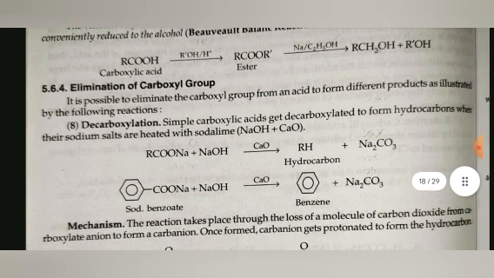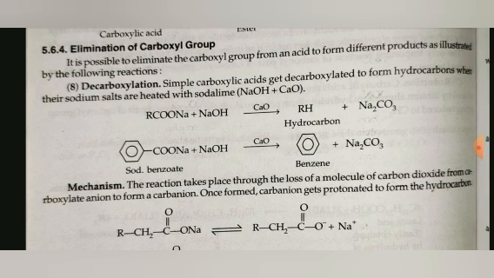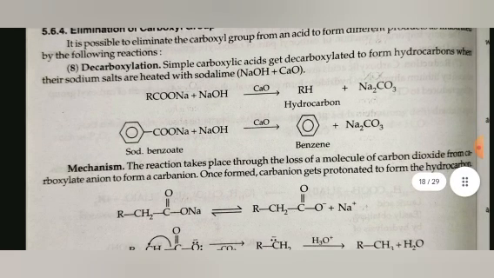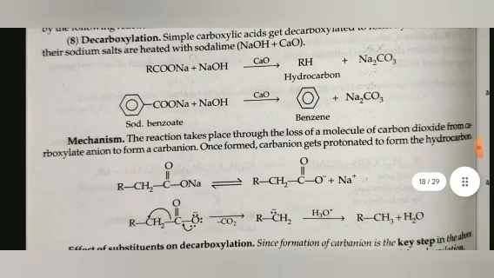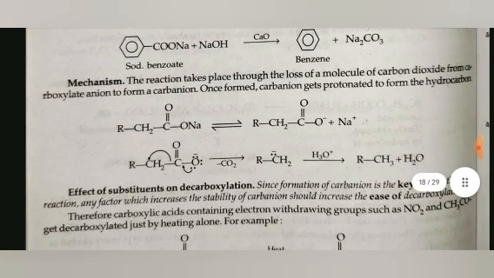Elimination of carboxyl group. It is possible to eliminate the carboxyl group from an acid to form different products, as illustrated by the following reactions. Eighth is decarboxylation. Simple carboxylic acids get decarboxylated to form hydrocarbon when their sodium salt is heated with soda lime, NaOH plus CaO. For example, sodium benzoate plus NaOH in the presence of CaO gives rise to benzene plus Na2CO3. Mechanism: the reaction takes place through the loss of a molecule of carbon dioxide from the carboxylate anion to form a carbanion. Once formed, the carbanion gets protonated to form the hydrocarbon.